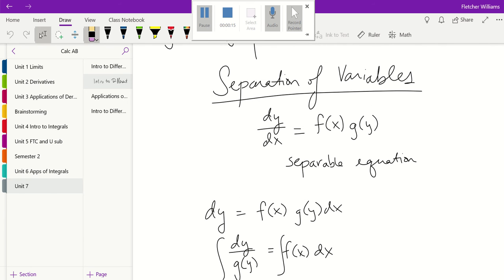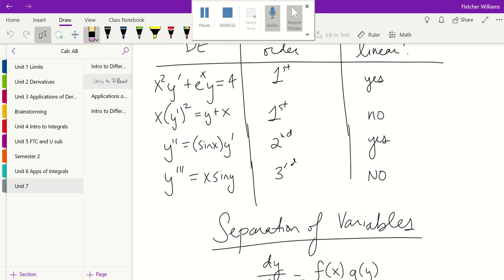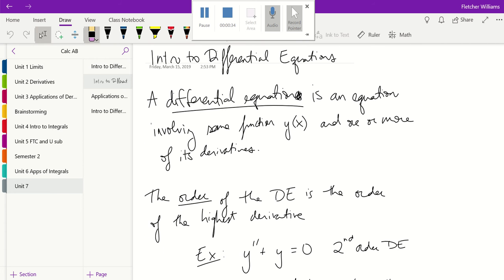Okay. So remember, just the day before spring break, we touched on differential equations. That's okay, you've got your notes. We barely looked at differential equations, just barely.